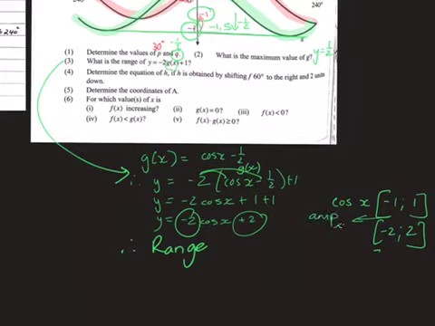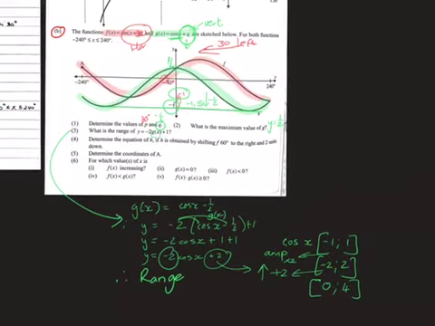We multiply by 2, and then from this point, we need to add 2 to shift upwards. It's over here. So negative 2 plus 2 is 0. 2 plus 2 is 4. So our range is from our minimum to our maximum, 0 to 4. All right. Okay, and then for number 4, determine the equation of h if h is obtained by shifting f.